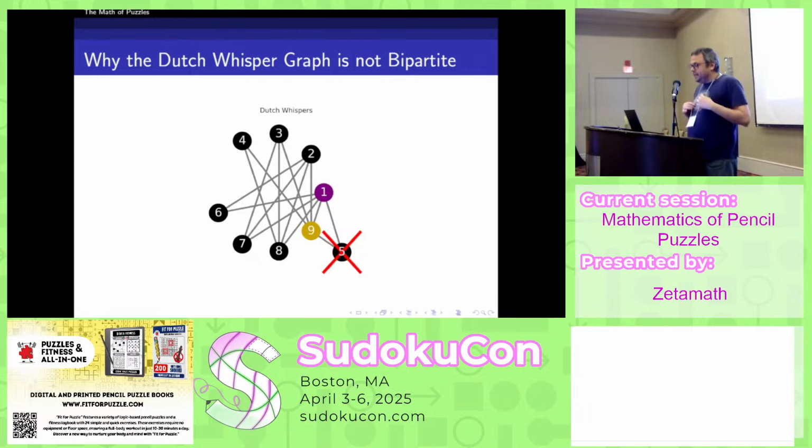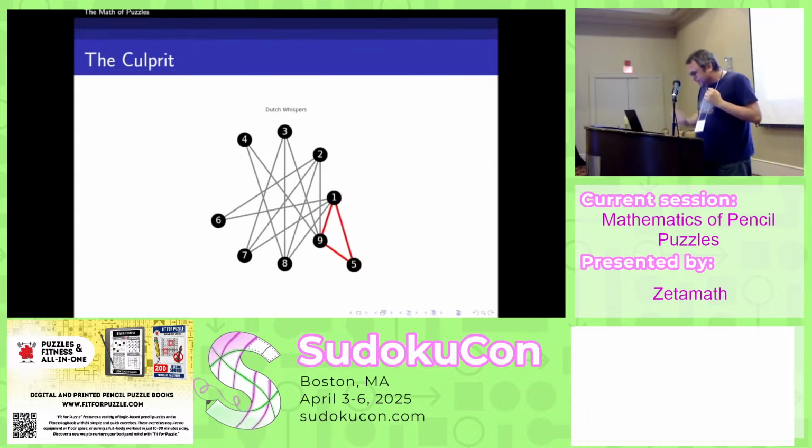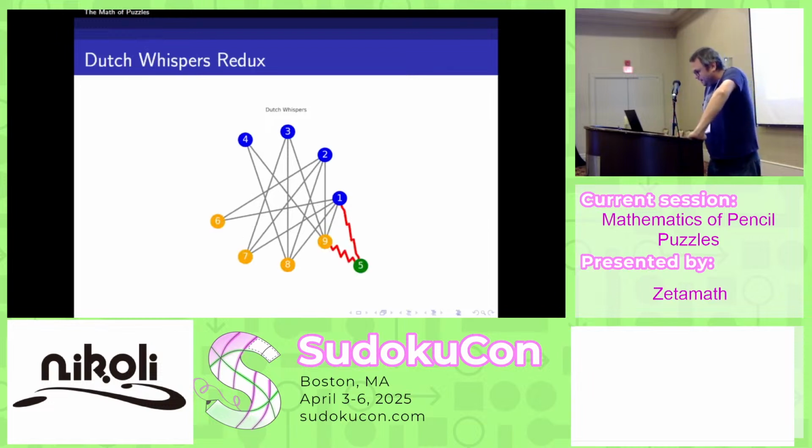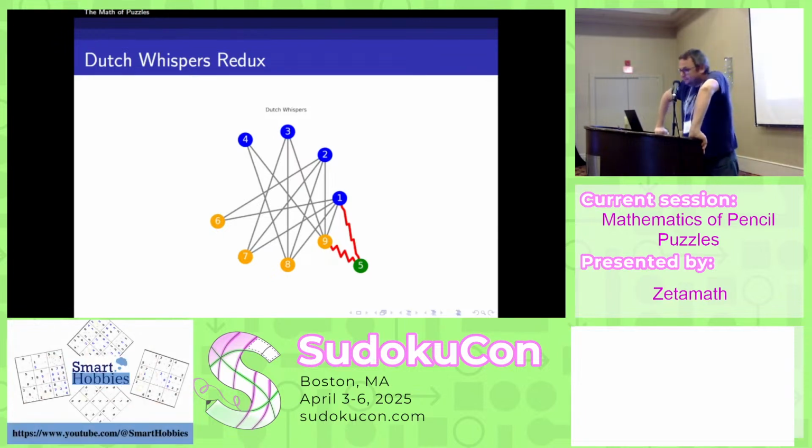Now, interestingly, even though the Dutch whisper graph is not bipartite, almost all the deductions that you make in a Dutch whispers puzzle are about bipartite graphs. And so we've got this triangle here. I misremembered what my next slide was. We've got this triangle here. This is the culprit. Anyway, the slides are in some order. So what I wanted to point out is if you actually remove these 2 edges, or in fact either of them, you are left with a bipartite graph. And so almost all the deductions you actually see in a Dutch whispers puzzle come down to this observation.